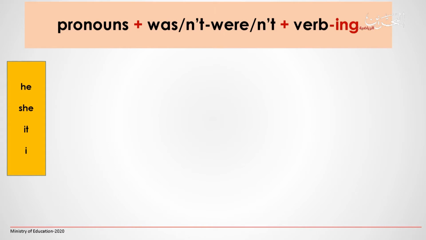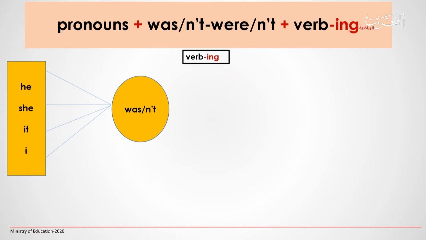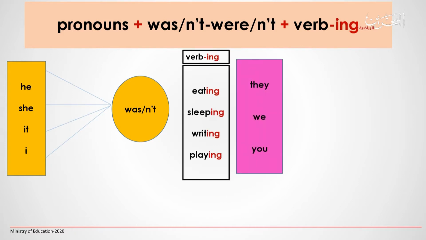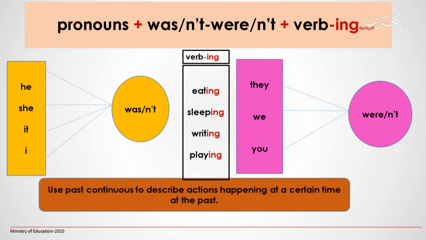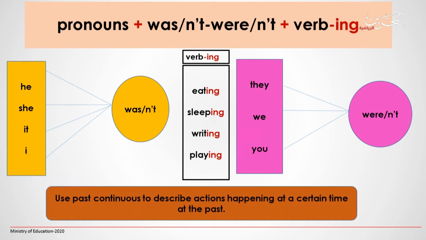These are the singular pronouns, he, she, it, and I, and they go with was or wasn't. These are the plural pronouns, they, we, you, and they go with were or weren't. And as you can see, there are some examples of verbs in past continuous, such as eating, sleeping, writing, and playing. Now the question is, when do we use past continuous? We use past continuous to describe actions happening at a certain time in the past.